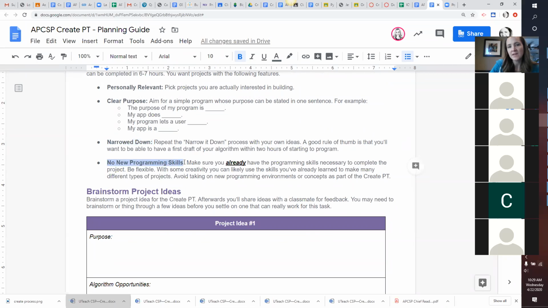I'm gonna say you probably don't want to build something that requires you to step way past where we've gone in this class. You don't want to say, well, I don't know anything about this concept, but I'm gonna integrate it in my program. That's probably gonna lead to problems and stress you out.